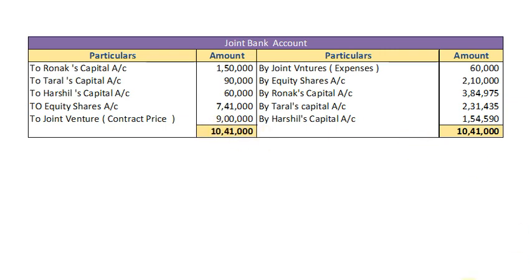That's all. Dear students, here in joint bank account debit side to joint venture contract price 9 lakh is a printing mistake. Please ignore this 9 lakh, and our joint bank account gets tally with rupees 10,41,000. Dear students, first of all you understand this question and then try to solve independently.